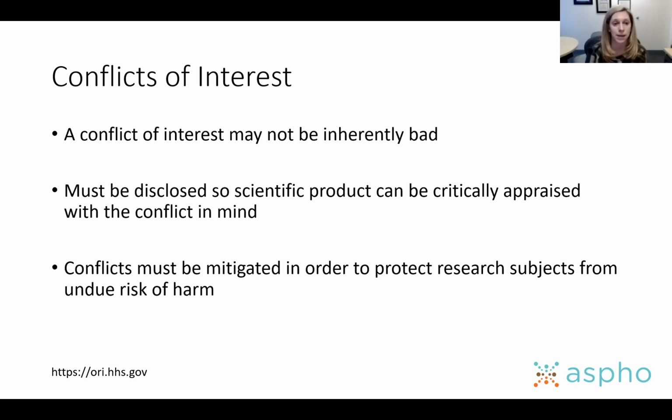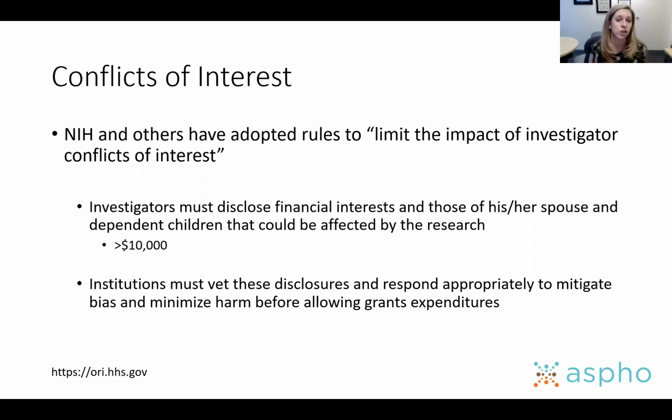A conflict of interest may not be inherently bad, but does need to be disclosed so that the scientific product that comes from the research can be critically appraised with that conflict in mind. And conflicts must be, as best as possible, mitigated in order to protect research subjects from undue risk of harm. The NIH and others have adopted rules to limit the impact of investigator conflicts of interest. Investigators must disclose financial interests and those of his or her spouse and dependent children that could be affected by the research, and that's if the financial interest exceeds $10,000. Institutions must vet these disclosures and respond appropriately to mitigate bias and minimize harm before allowing grants to move forward.